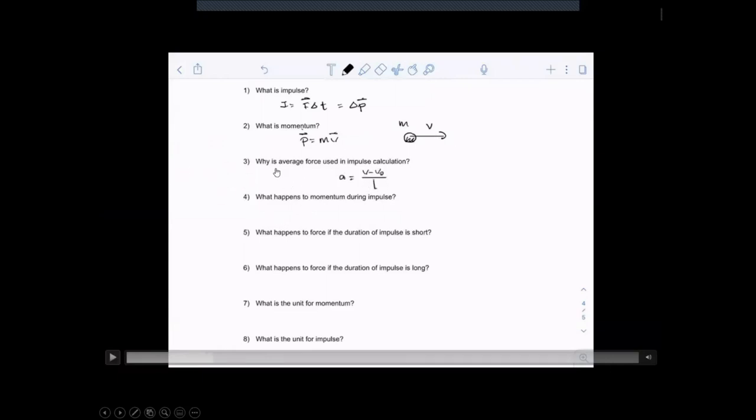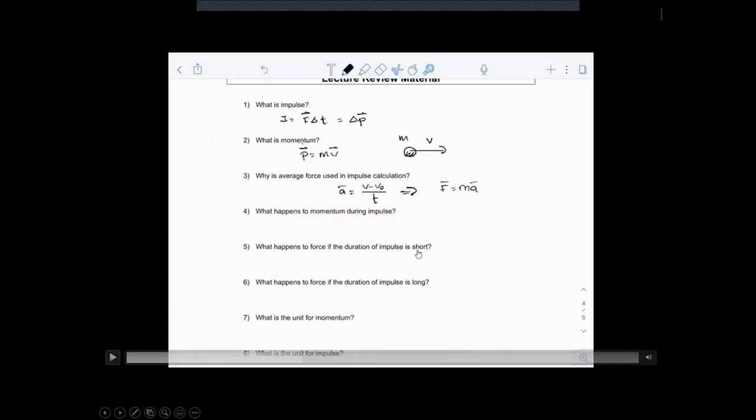The reason why we use the average force in impulse calculations is that a collision implies that the acceleration is changing in time. If the acceleration is changing in time, which means that the force is changing in time, so the force is going to change between a minimum and a maximum value. So it makes sense to use the average force under the circumstances within that time period.